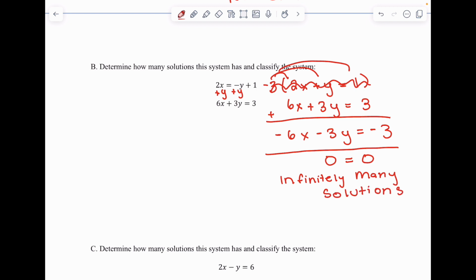Which must mean that when I graph this, I will have coincident lines, where I have the same exact line graphed on top of one another. And because this is only one line, that means that my system is dependent. But because I have at least one solution, the system is also consistent.